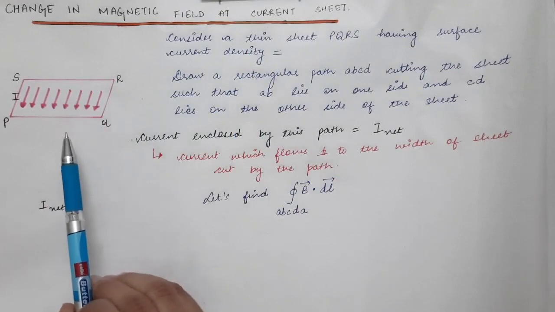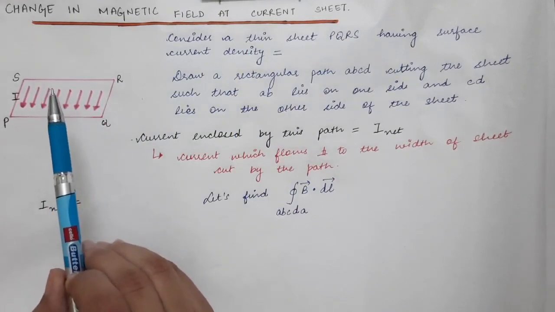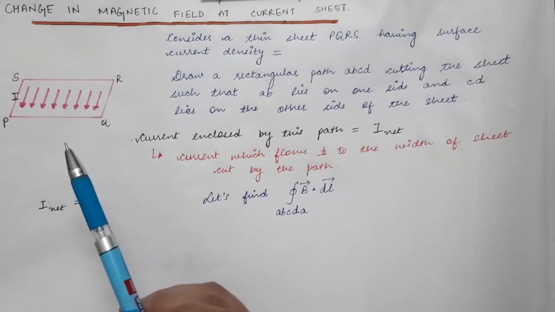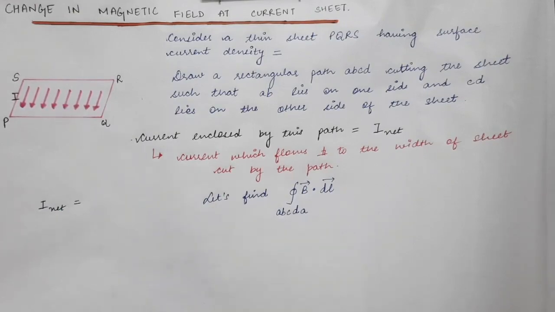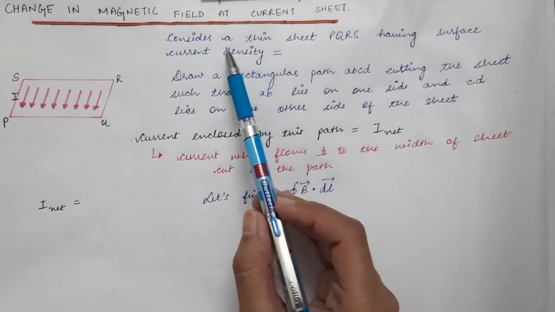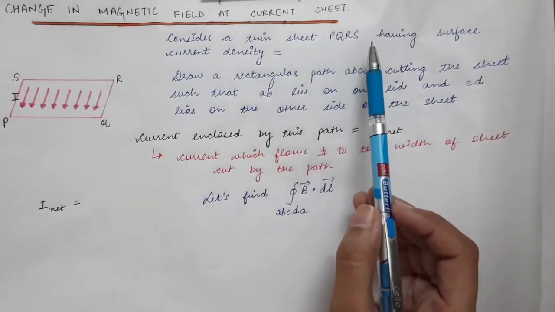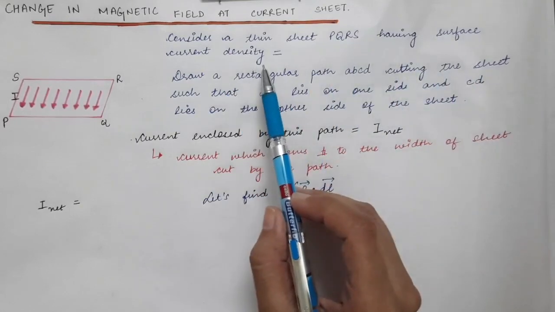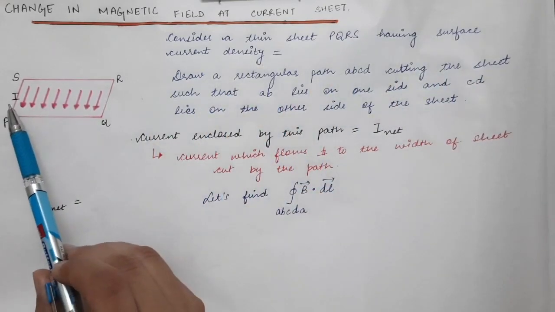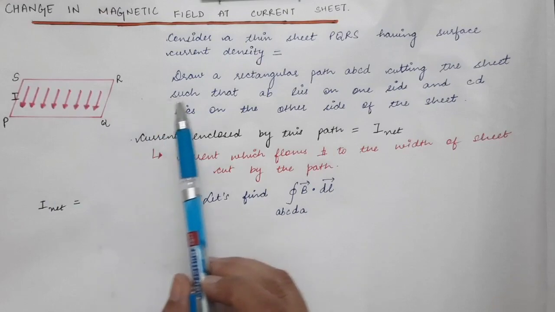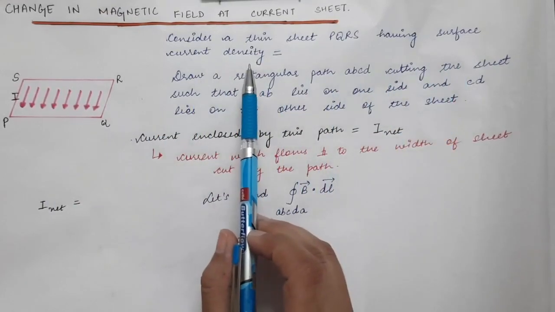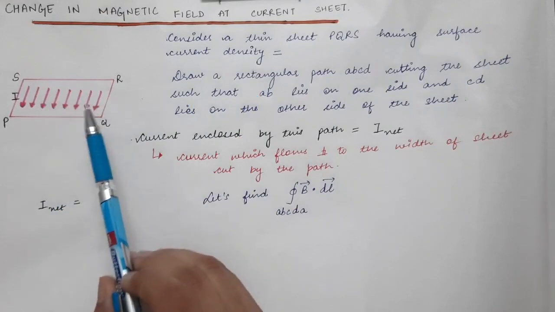So if you move from below to above or from above to below the sheet, what is the change in magnetic field, how the magnetic field changes. So here we consider a thin sheet PQRS having surface current density. As I have said, I is the amount of current which is flowing. So let's say we consider the surface current density. So current is flowing through the surface.